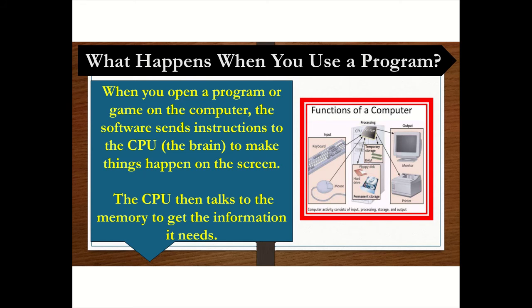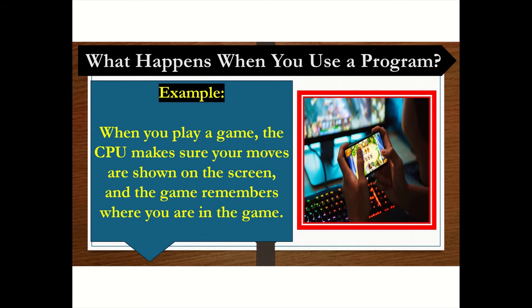What happens when you use a program? When you open a program or game on the computer, the software sends instructions to the CPU, the brain, to make things happen on the screen. The CPU then talks to the memory to get the information it needs. Example: when you play a game, the CPU makes sure your moves are shown on the screen, and the game remembers where you are in the game.